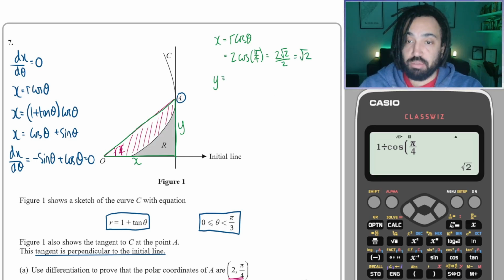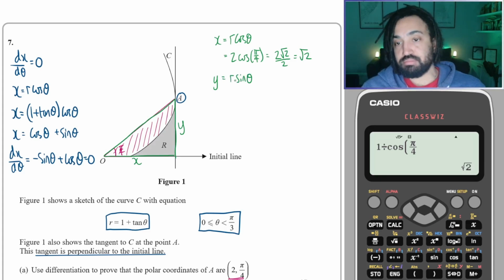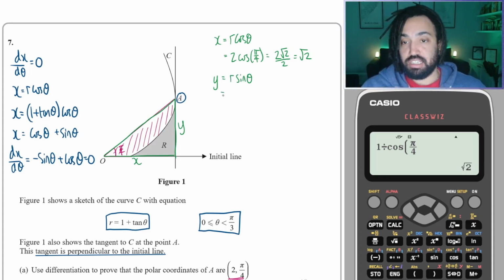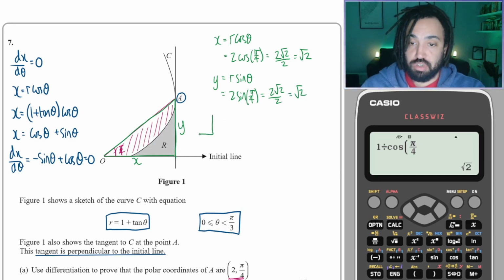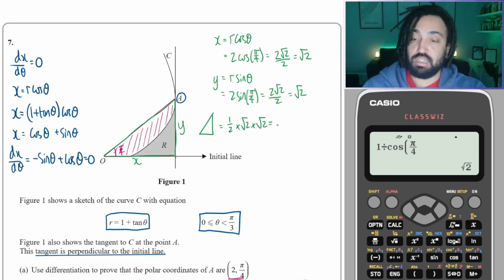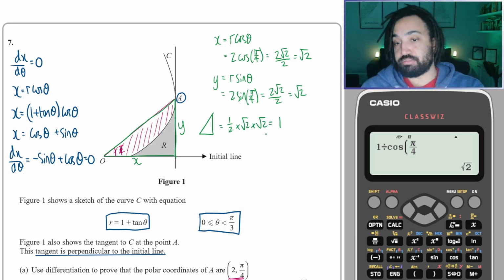Okay, what about the y coordinate? Well, that's r sine theta, and that's going to give me 2 sine of pi over 4, which is also the same. It's 2 root 2 over 2, so it is just root 2. Okay, so the area of the triangle is equal to a half base times by height. So that's just going to give me 1.